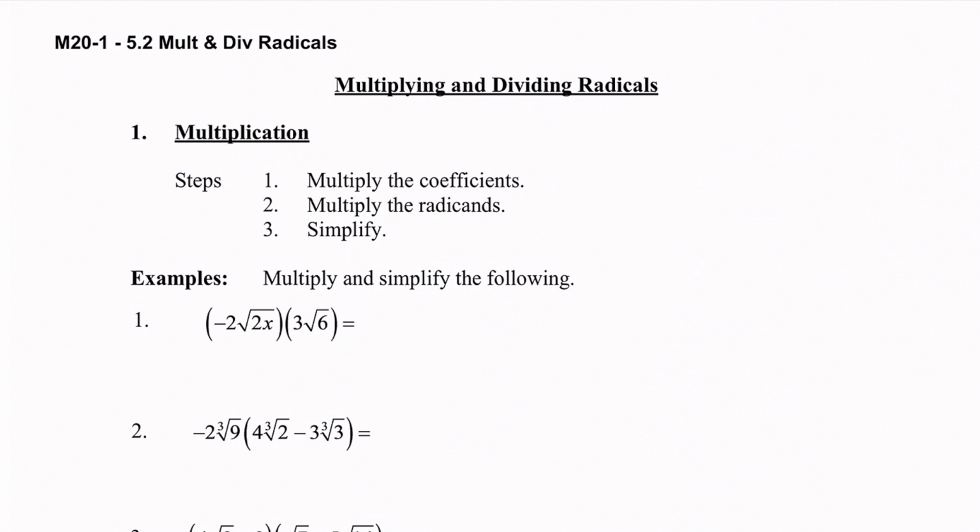So looking at our examples, it says multiply and simplify the following. So number 1, like we had said up top, we're going to multiply the coefficients. So -2 times 3, so those go together. And then inside my radical, I'm going to multiply the radicands. So that was a 2x times, the other one had a 6 inside. Okay, and then we just simplify and see what we get. So the coefficients, -2 times 3, that's -6. And then inside the radical, 2x times 6, that is 12x.